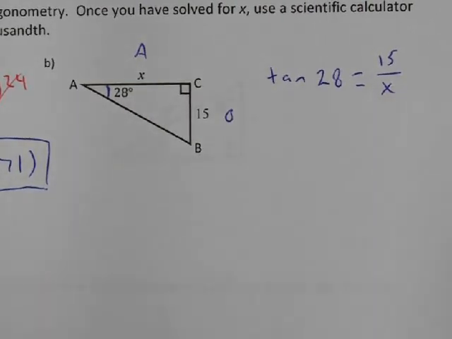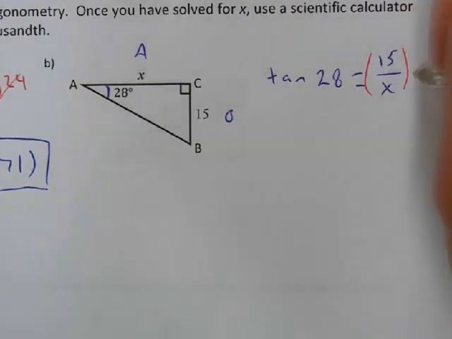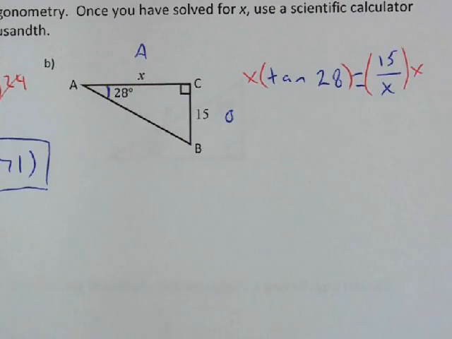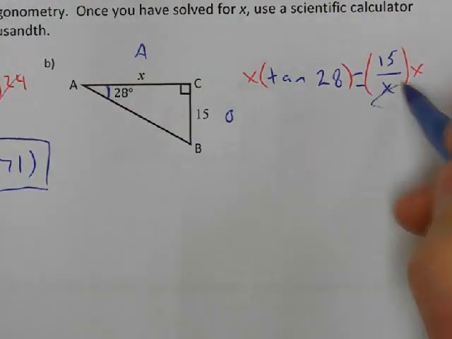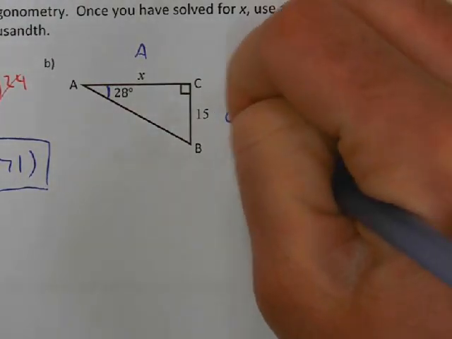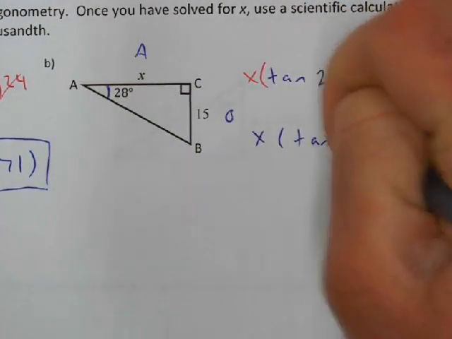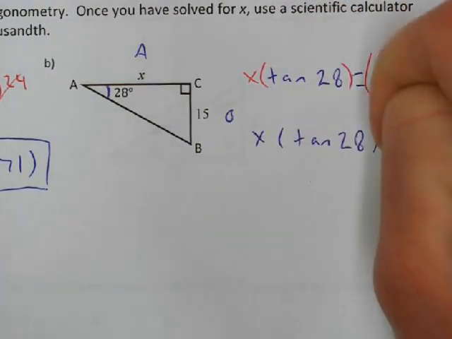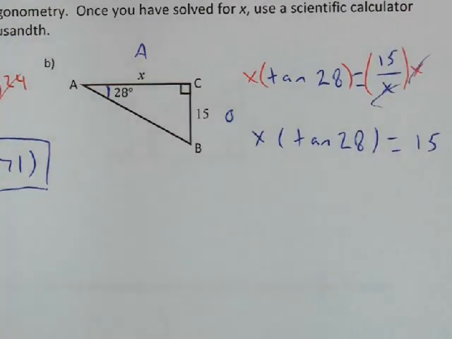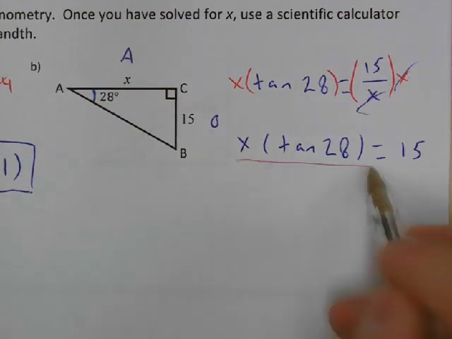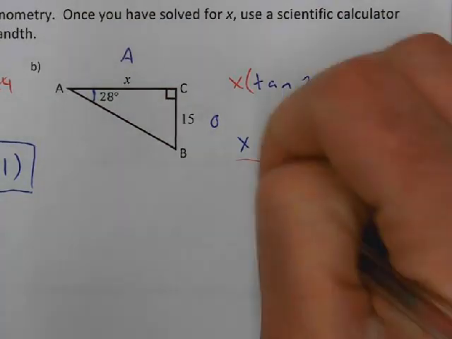The first thing I'd want to do is get x out of the denominator. So I got to multiply both sides by x. Okay, and that's going to move it up here. These cancel here, and then I get x times whatever the tangent of 28 is. Again, that's just some decimal. Equals 15. And then now, to get x by itself, I want to divide by whatever the tangent of 28 is, whatever that decimal is.